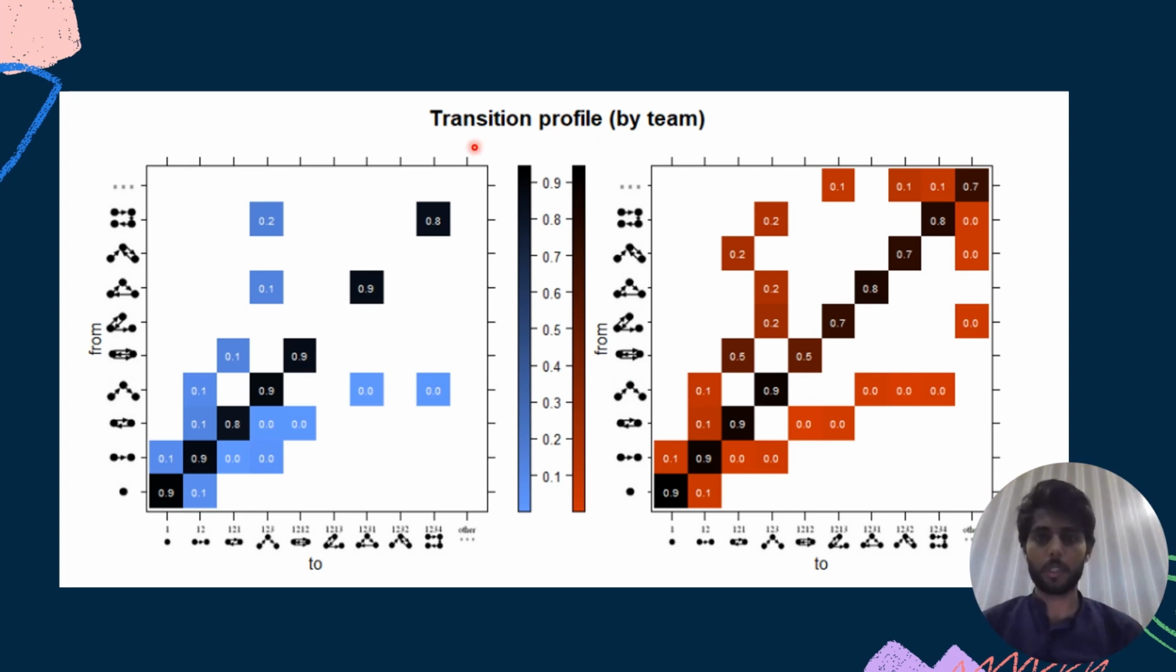Okay, this graph shows the transition profile between the two teams. It shows the percentage. The transition percentage between pass 1 to 1 is 0.1%, and the percentage from 1 to 1, which is a self pass, is 0.9%. Basically, it shows that Argentina has more similar passes and covers less area, while Spain covers more area, which shows that it has different passes. So Argentina has less entropy, and Spain has more entropy.